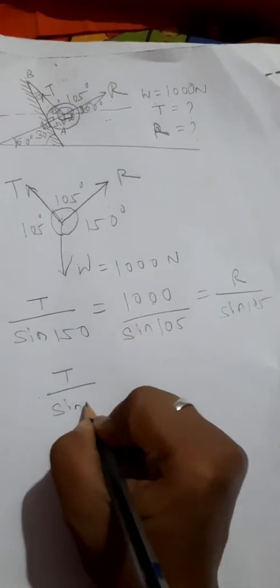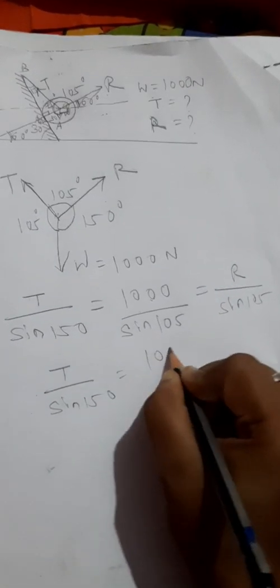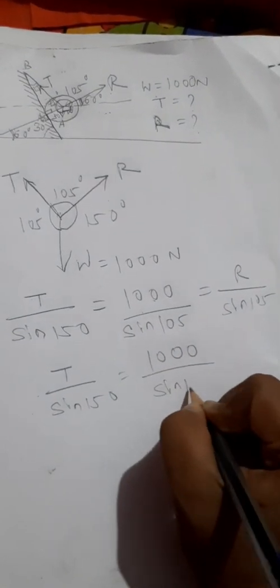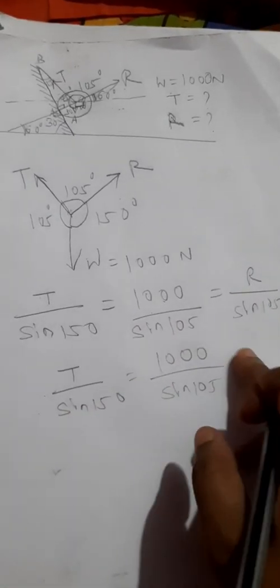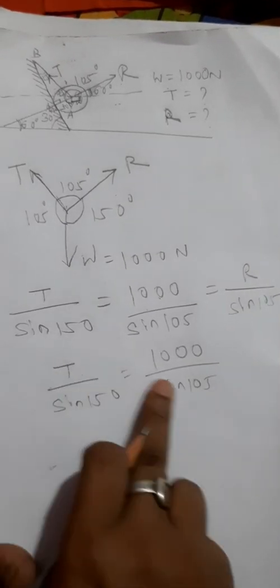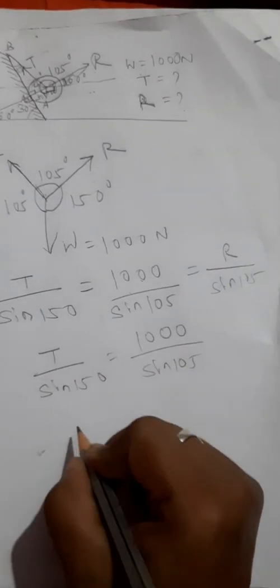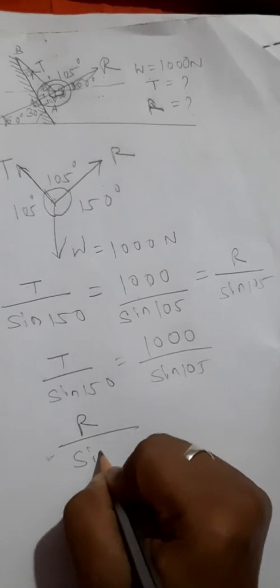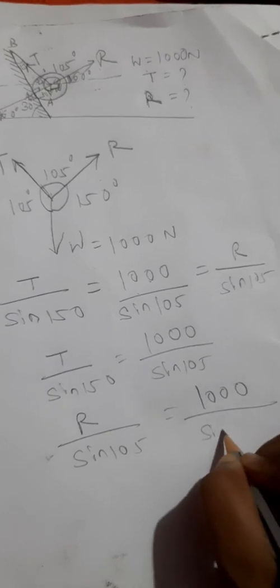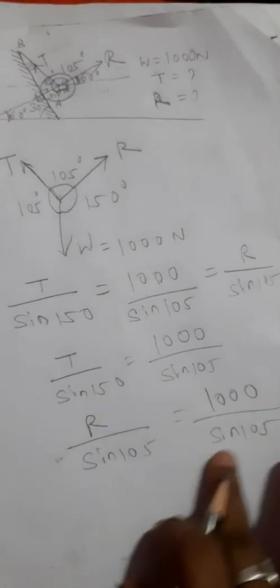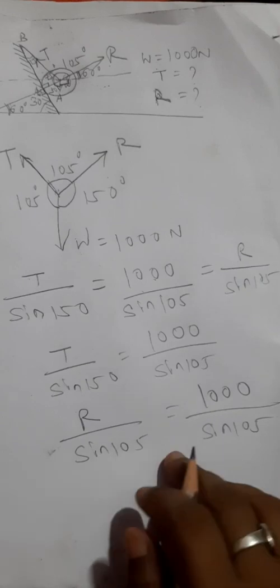So we can equate these equations and find out the value of T. T by sine 150 equals 1000 by sine 105. This is a known value, so you can take it to the other side and multiply it on the top, and you can get the value of tensile force. Similarly, you can equate R by sine 105 equals 1000 divided by sine 105. After equating, you can get the value of normal reaction also. I hope you are clear from this.